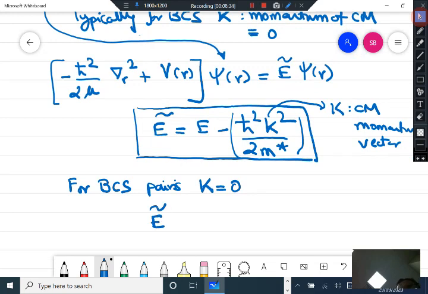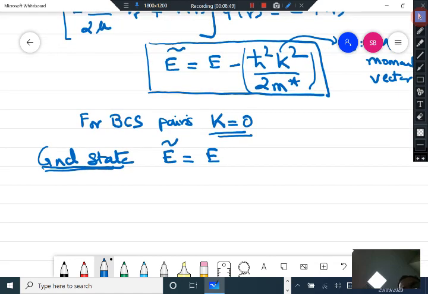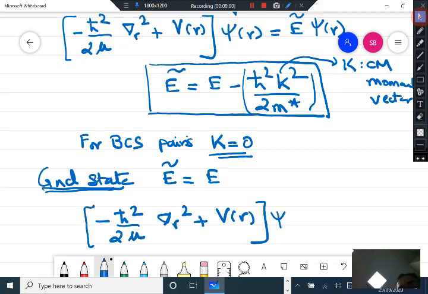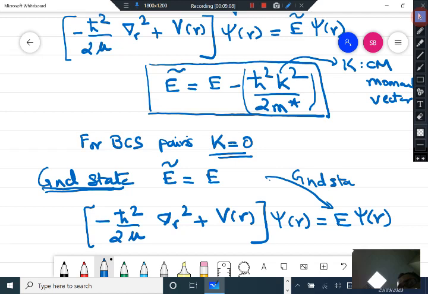For all practical purposes, for BCS pairs, the ground state has K equal to 0, so E tilde is equal to E. So if you want to look at the ground state, we will consider E tilde equal to E. So our basic equation will be minus h cross square by 2 mu delta r the whole square plus V of r, acting on psi of r, is equal to E psi of r, where E is the ground state. This is for the ground state with center of mass momentum K equal to 0.